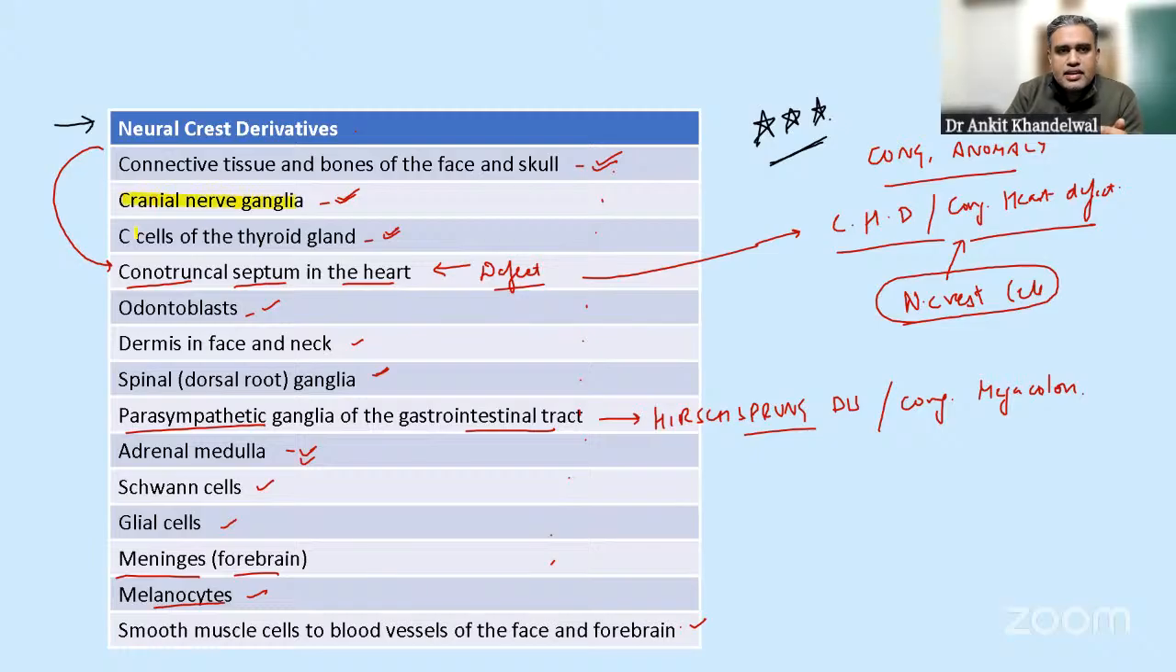Let me actually highlight the important ones at least. These are the must know: odontoblast, spinal ganglia, parasympathetic ganglia, adrenal medulla, melanocytes. These are the must know. Though if you read again and again, then slowly you will get to know this. These are neural crest derivatives.